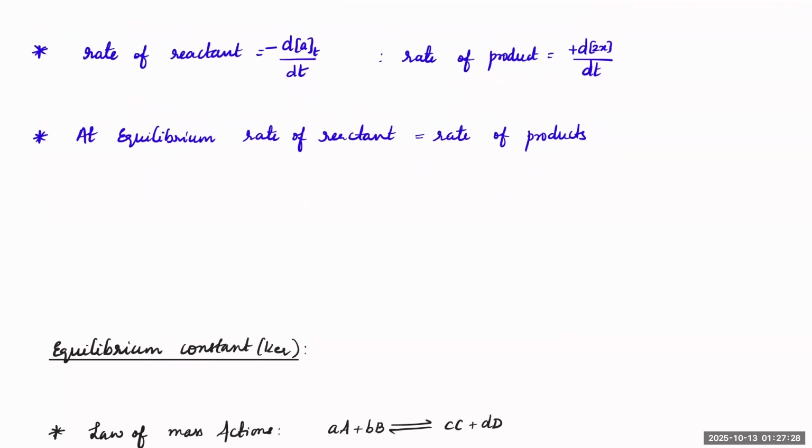Now you can see this is rate of reactant, rate of product. At equilibrium, what would happen? At equilibrium, the rate of reactant and the rate of product becomes equal. That's when we say the equilibrium has been achieved.